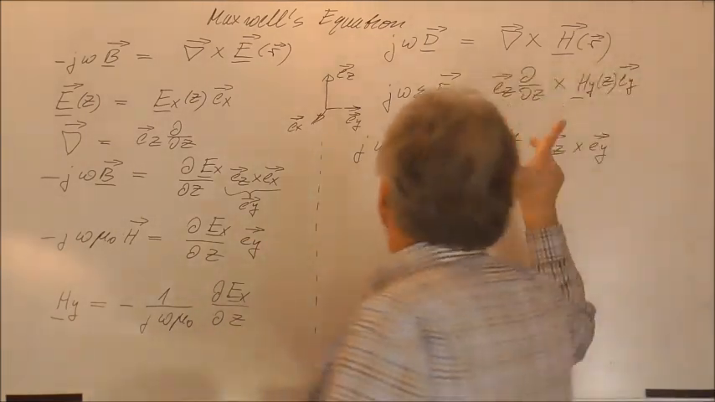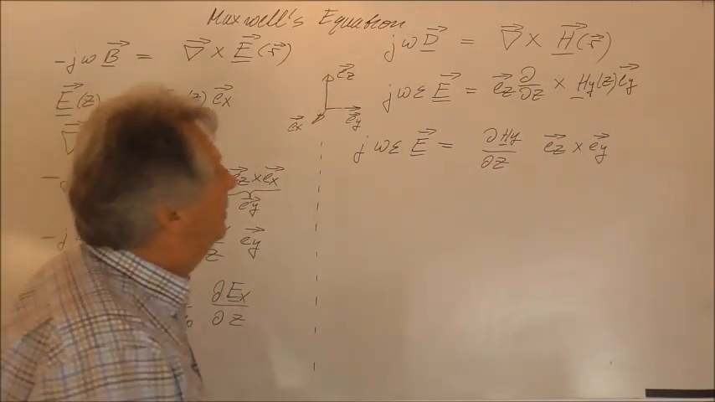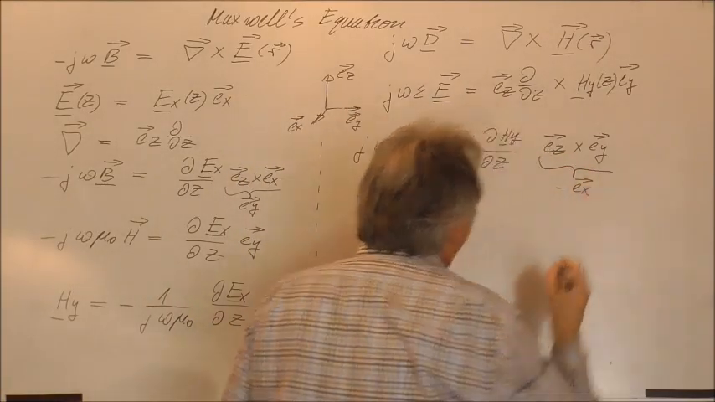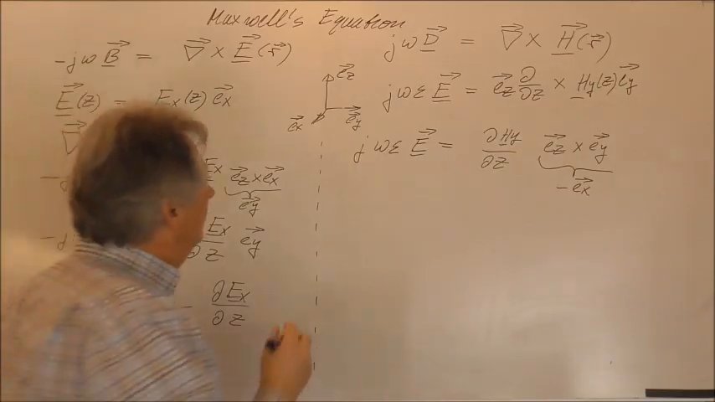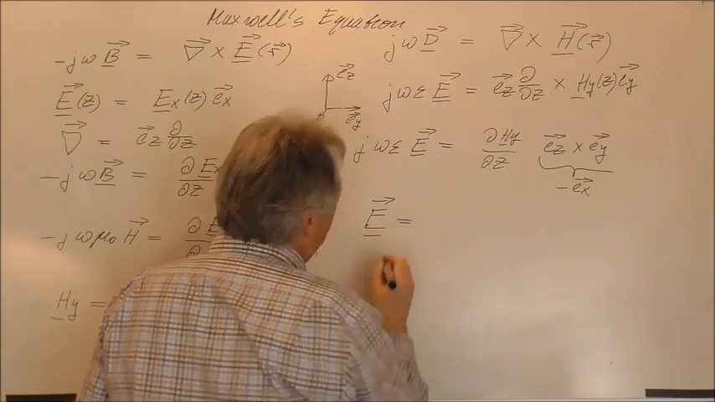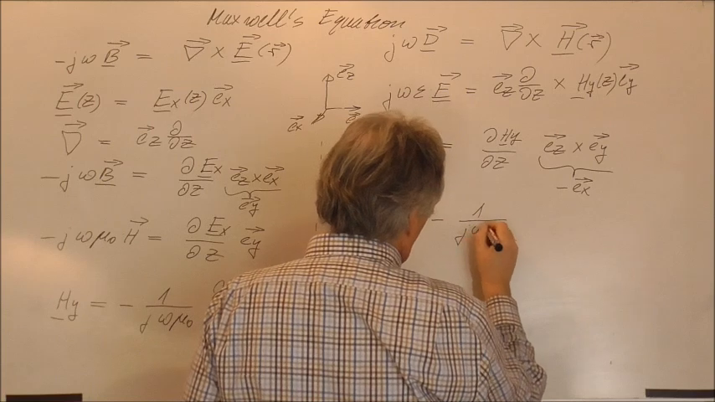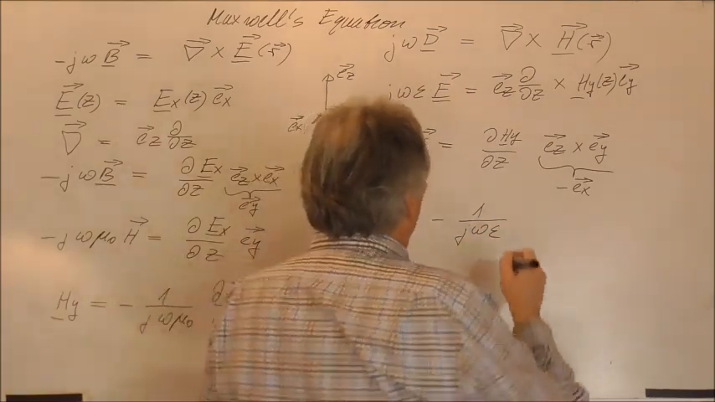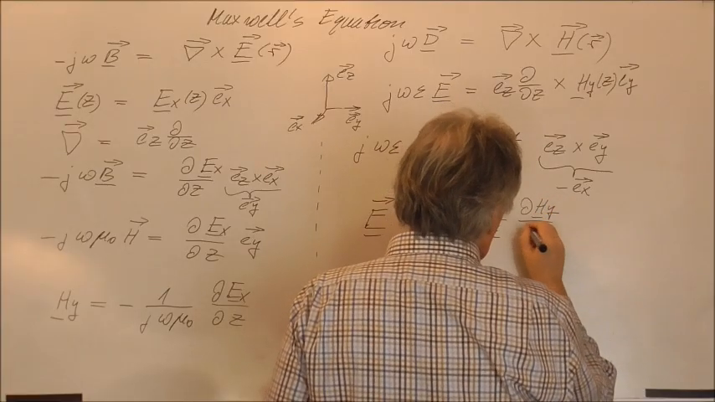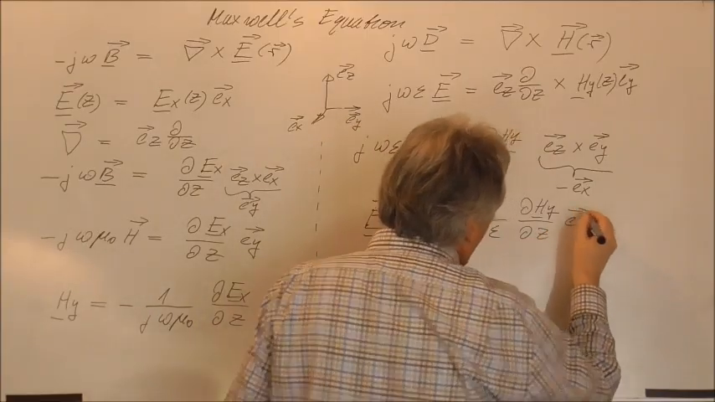And if you have Ez cross Ey, then you will see this is minus Ex. So we will find that the electric field is given by minus 1 over j omega epsilon times the derivative of Hy with respect to z, times Ex.